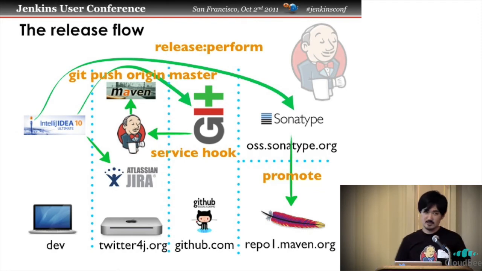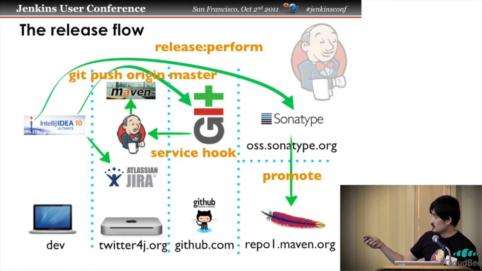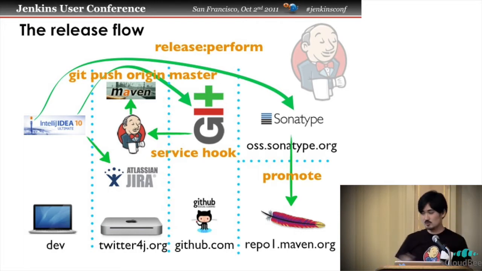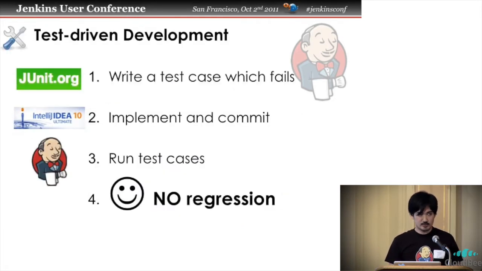And when I'm sure that the code base is stable enough, I use Maven's release plugin to put the artifact to Sonatype. And via the Sonatype Web Console, I promote the artifact to the Maven repository. After that, it takes only 1 hour to sync up. And after that, everyone on the planet can use the latest and stable version of Twitter4J. That is the flow.